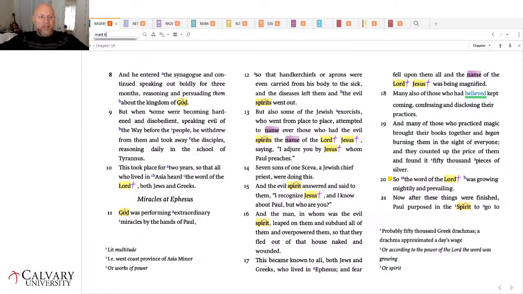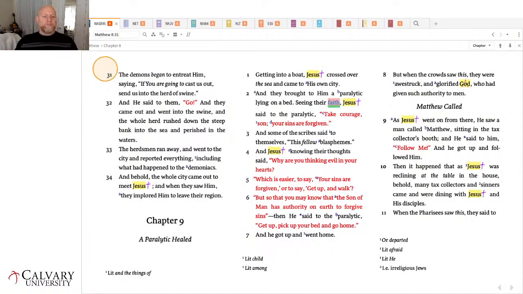Matthew 8:31. I hope you're turning to these passages with me now and not just letting me do all the work. But Jesus said that the demons, or not Jesus, this was Matthew saying, the demons began to entreat him, saying, if you are going to cast us out, send us into the herd of swine.